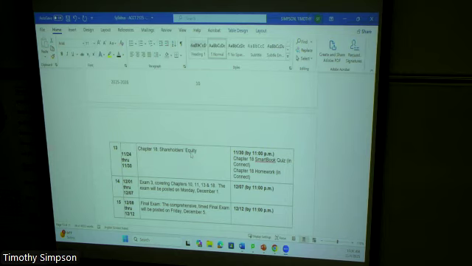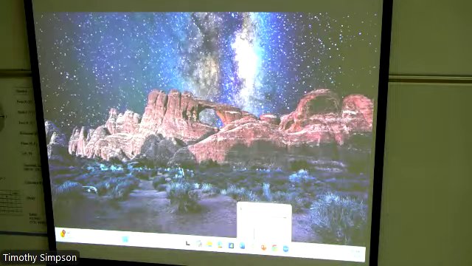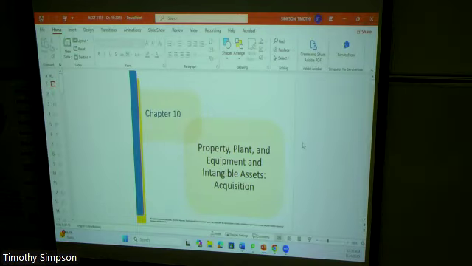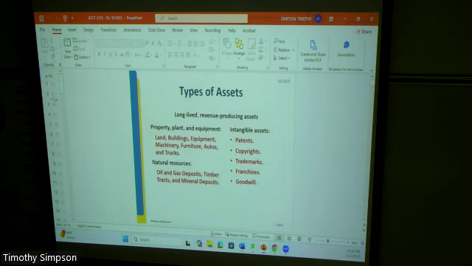So, okay, let's get to Chapter 10, dealing with long-term assets. And so property, plant, equipment, and intangibles. We're not going to really get to intangibles very much today, but let's talk about the types of assets we're talking about here.